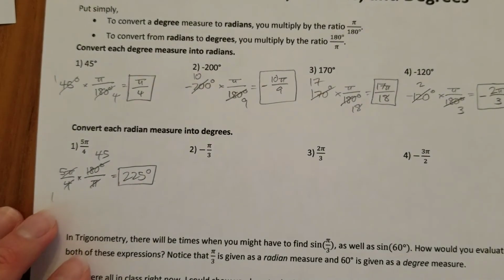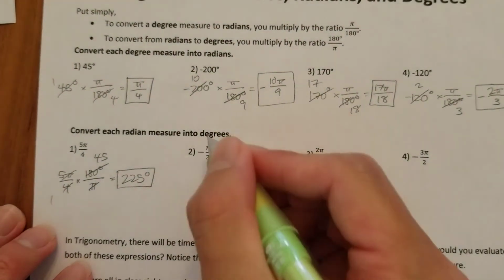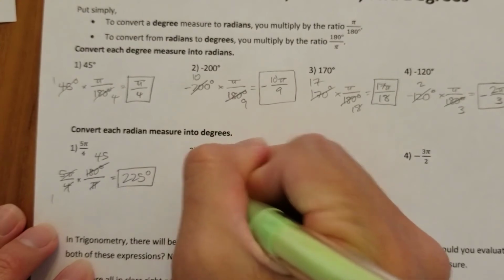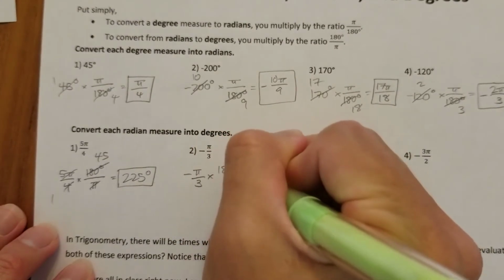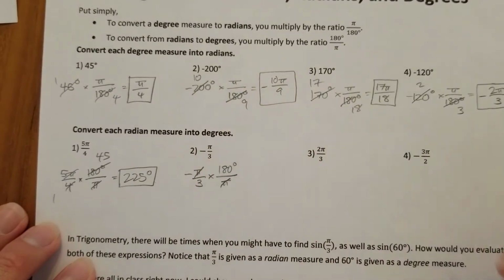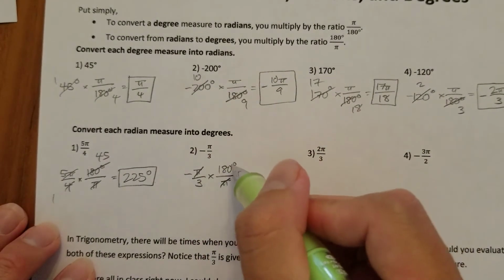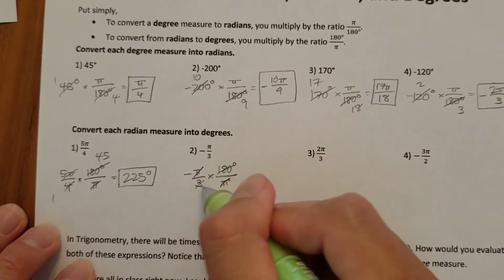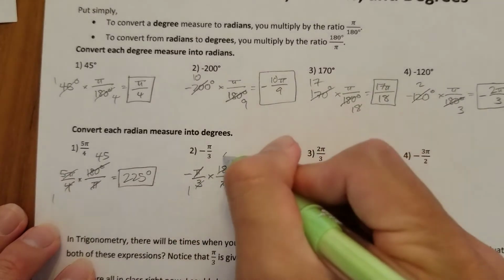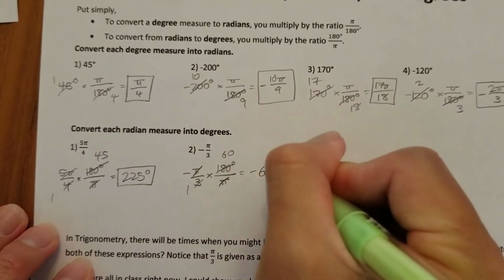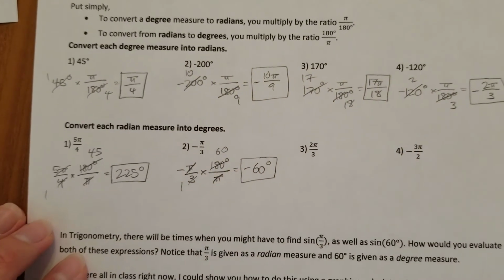Okay, next one. So this one, convert this into degrees. So negative pi over 3. Multiply this by 180 degrees divided by pi. Pi's cancel out. So we're left with 180 divided by 3. Now 3 goes into 180 nicely. We're left with 60. So this is negative 60 degrees.